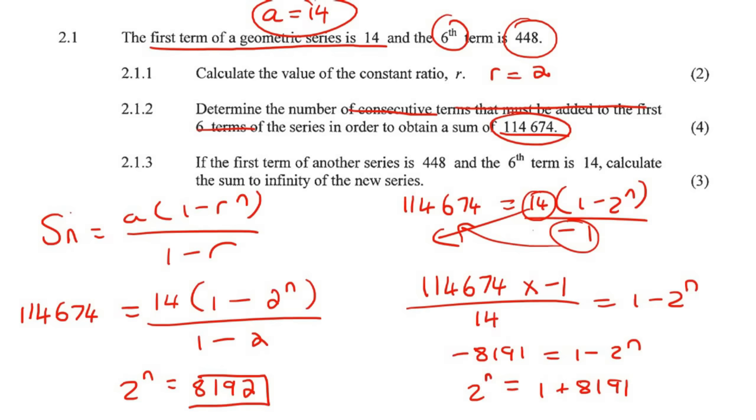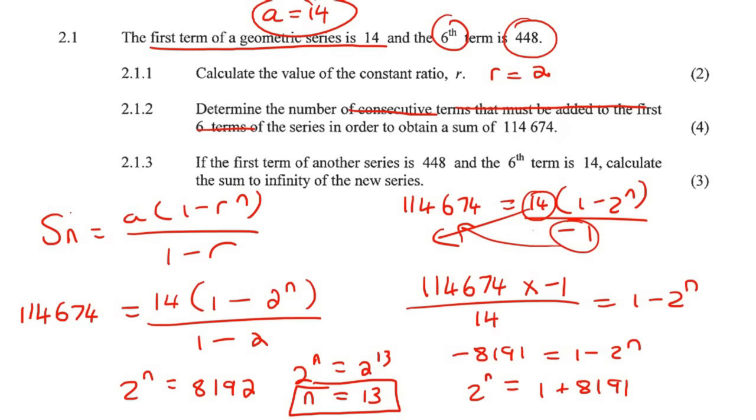You can shift fact this one, or you could use logs if logs are your thing, then go for it. No judgment here. I'm just more of a shift fact kind of guy. So 2 to the n is equal to 2 to the 13, and therefore n would be 13. Now that's not the answer, but we're very close. What that tells us is that there are 13 terms to be able to have an answer of that.